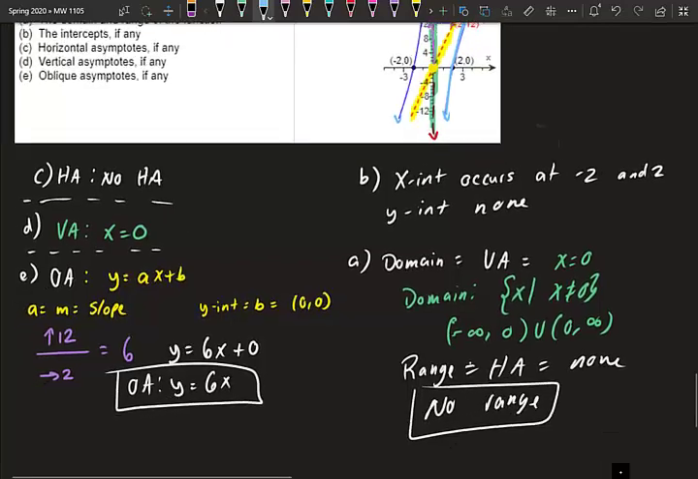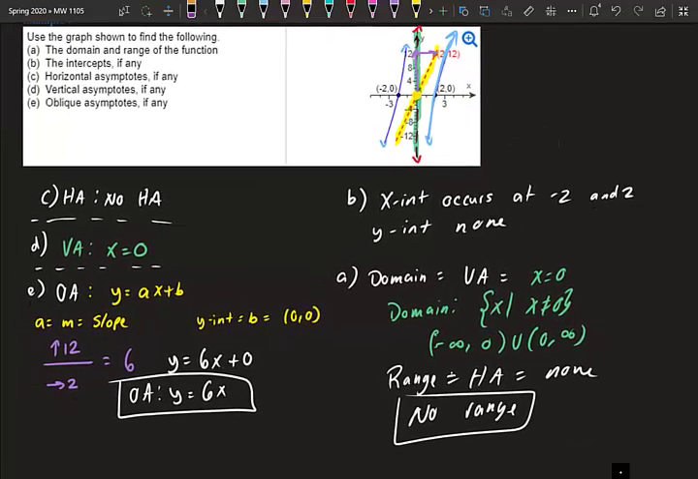Okay, I'm going to show you a little bit more about asymptotes, but if you're not going into pre-calc or trig, you don't need to know this at all. But if you are, definitely stick around, and I'm going to show you more about asymptotes. Okay, let me switch screens real quick.